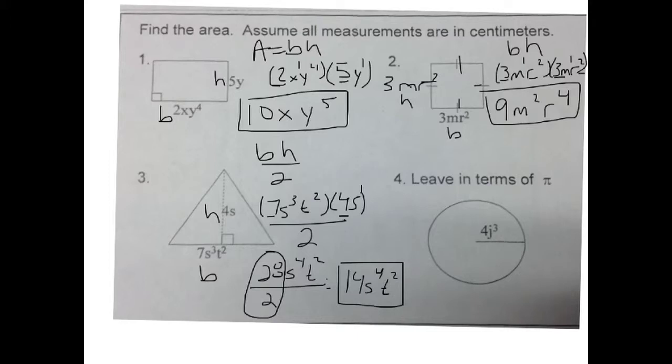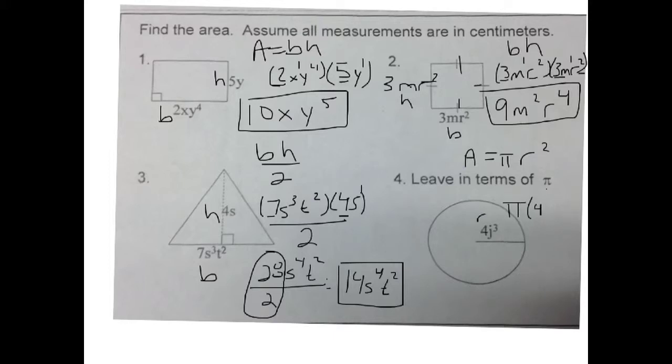Okay. Number 4, this is a circle, and the area formula for circles is pi r squared. Leave in terms of pi means that we really won't deal with pi. We'll just leave it in the problem, and won't mess with it. So pi, this is our radius.